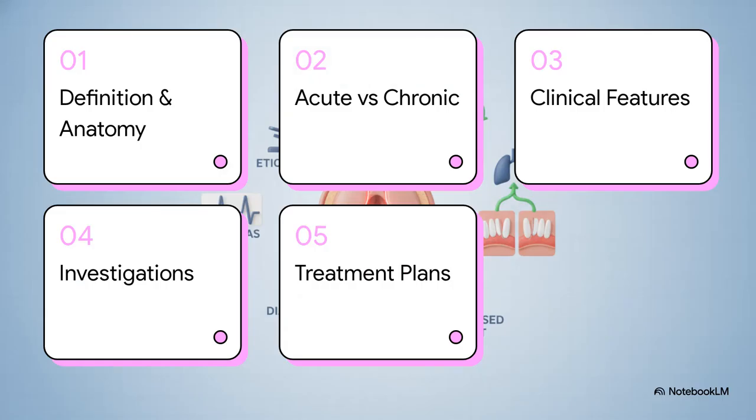To make our learning as efficient as possible today, here's a quick look at our roadmap. We'll start with definition and anatomy, move into acute versus chronic etiology, cover the hallmark clinical features, discuss investigations and red flags, and then finally wrap up with evidence-based treatment plans.